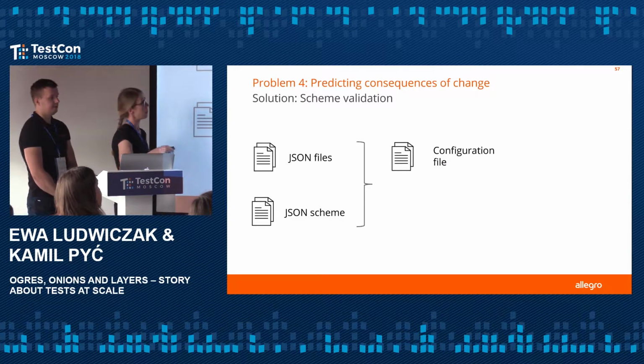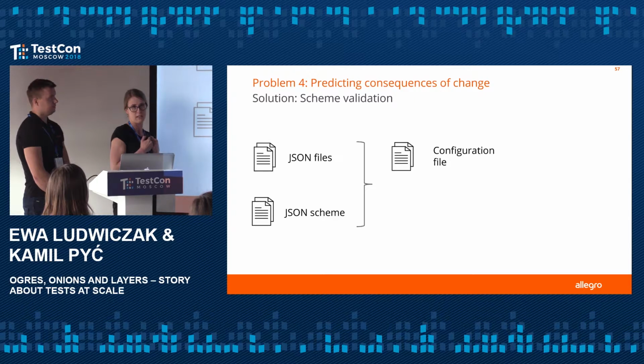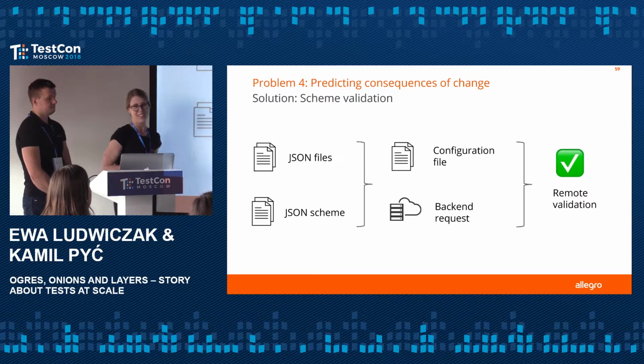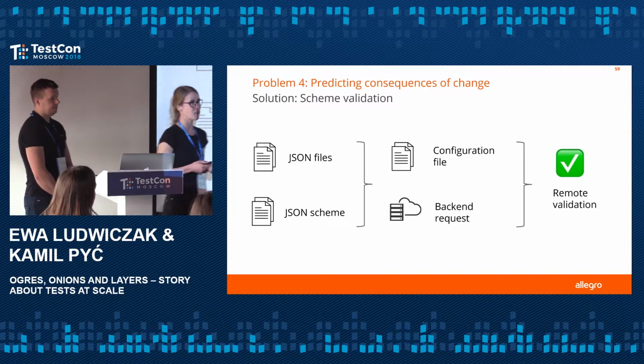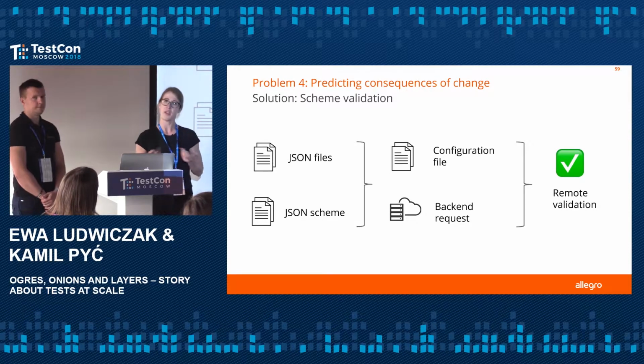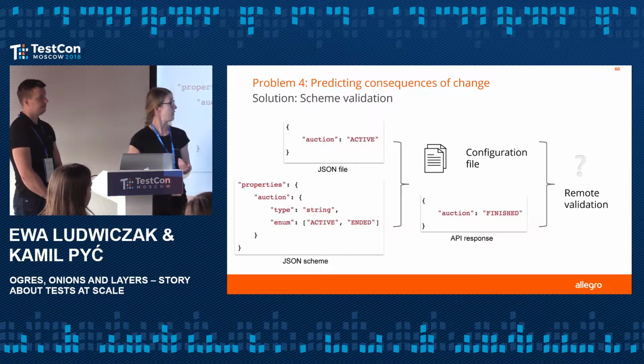These two are input for a configuration file. So the configuration file contains information about what we expect from the API. Then we compare this information with the actual backend requests, and we check whether our expectations versus reality are consistent or not. If this information is consistent, our validation passes, and we are sure that our API data is up to date.